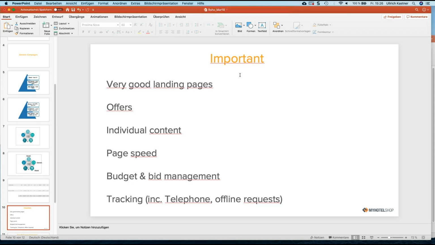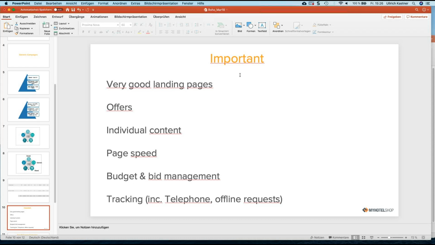And additionally, when you speak about very good landing pages, your landing pages need to be mobile friendly, right? Because if you don't have mobile friendly websites and landing pages, far more than 50% of all the clicks from Google and Bing are actually coming from mobile phones.